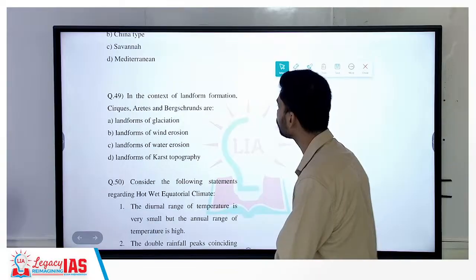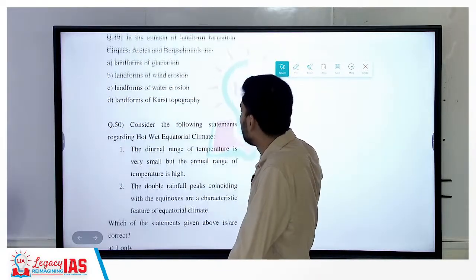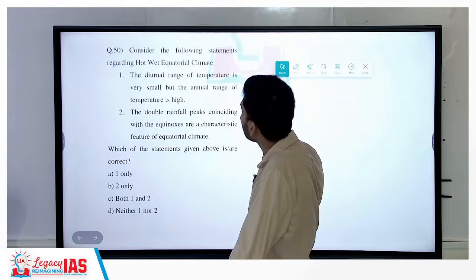49, again the same. Cirques, arid, Bergschrund. Bergschrund we have discussed. What is the correct option? Simple, landform of glaciation.